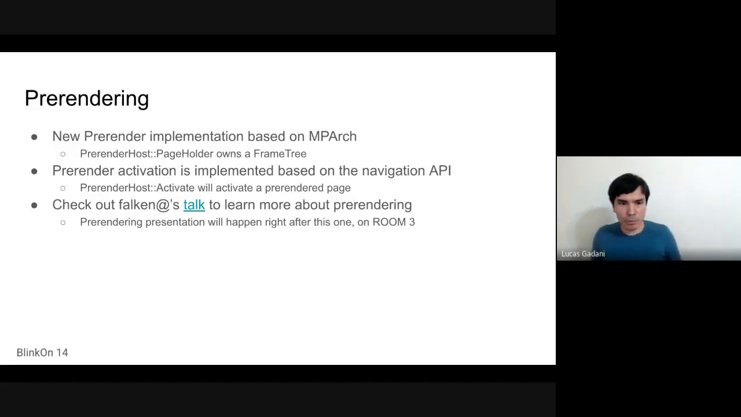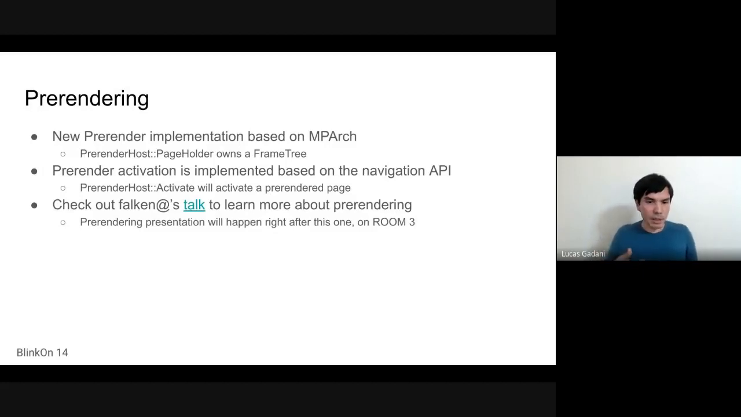For the features that are based on MPArch, pre-rendering is the major feature, the one that we're focusing on the most right now. Prerender started being implemented based on multiple WebContents, and now it has transitioned completely to an MPArch based implementation. PrerenderHost, the page holder, right now owns a frame tree, and it can be created through a Mojo call that comes from the renderer and asks, please create a Prerender for this page. Prerender activation is implemented on top of the navigation API, and PrerenderHost::Activate will activate a page. So if during navigation we determine that the page is already there, we can just ask the PrerenderHost to go and activate it.